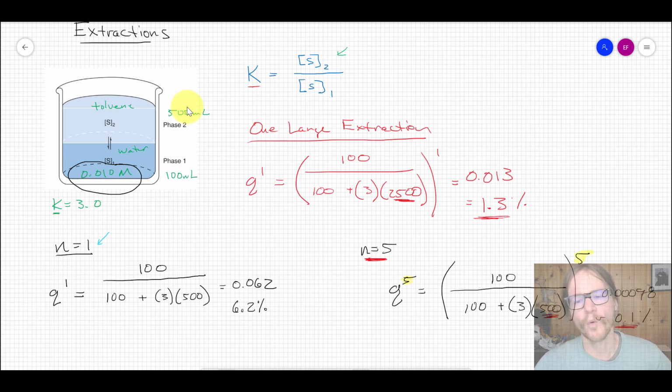So it's about an order of magnitude more efficient to do small volume multiple extractions than one very large extraction. This is always going to be true.